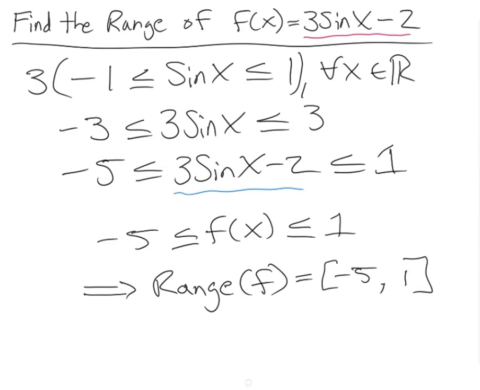So remember that the interval -5 to 1 is all of the numbers between -5 and 1. What this tells us is that this trig function oscillates back and forth between -5 and +1. So that is how we find the range of a transformed trig function analytically.